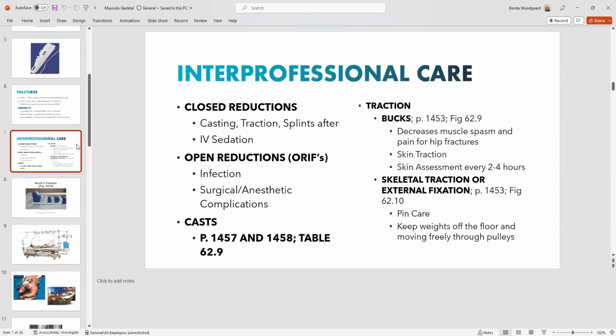Keep the cast and extremity elevated. It takes 24 to 72 hours for a wet plaster cast to dry. Turn the extremity every 1 or 2 hours if possible. We talked about the hair dryer. I'm reading off of page 875 in the Saunders book.